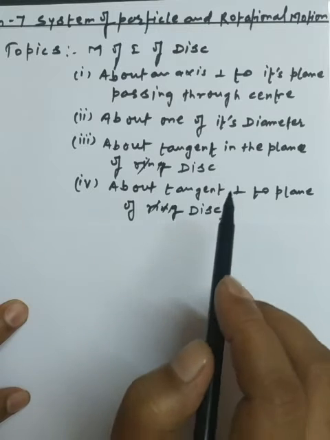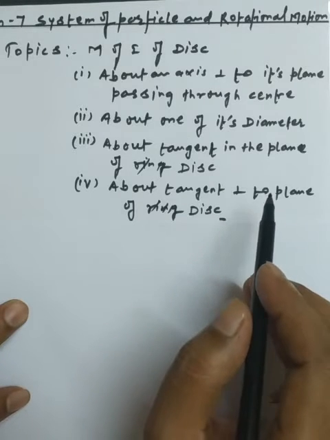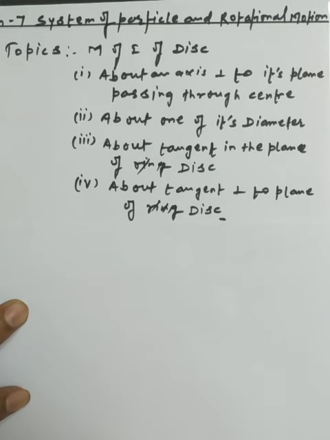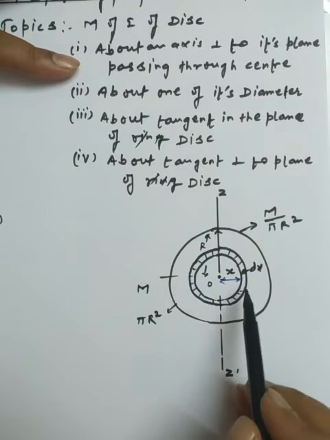So these are the four numerical problems we have. One by one I will make the solution of them, so please pay attention. Now first I am discussing the first problem: the moment of inertia of a given disk about an axis perpendicular to its plane passing through the center.